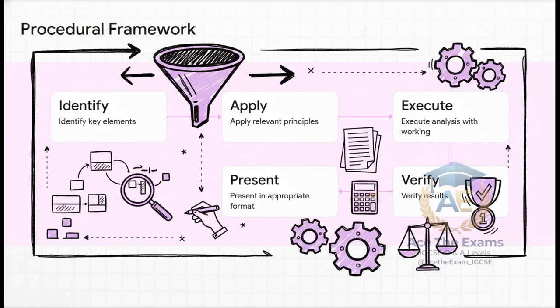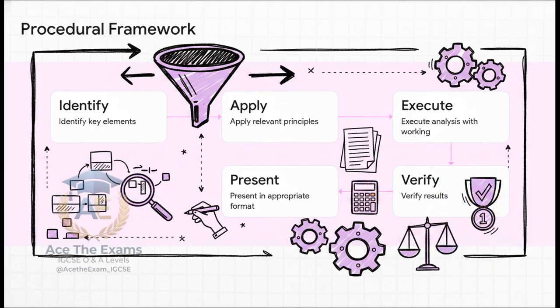System and procedure. That is literally everything here. You must strictly follow a standardized 5-step procedural framework with crystal clear working to lock in those highly coveted process marks. Step 1, you identify the key elements from the stimulus material. Step 2, apply the relevant accounting principles. Step 3, execute your analysis, and please always show your working. Step 4, verify your results to make sure they're actually reasonable. And Step 5, present your answer in the appropriate format. Remember, examiners are looking to reward your process long before you even arrive at the final number.